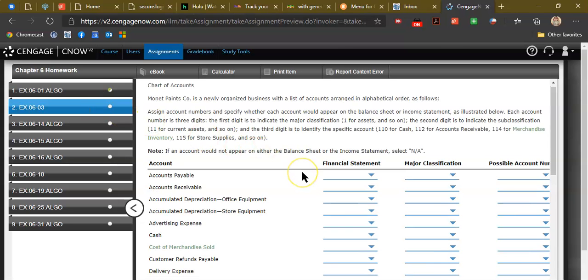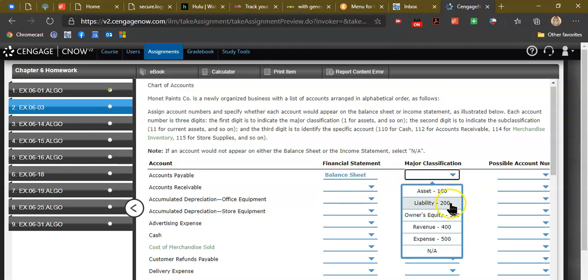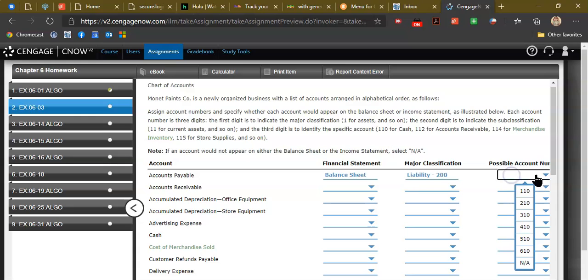What's this? Okay, this one right here, you could just use check your works and work your way all the way through it, but try to process through the logic. When we were doing the income statement, I asked you what financial statement would you find these accounts on, and that's exactly what's going on here. Where would you find accounts payable? You're going to find it on the balance sheet. What is its classification? It is a liability, and notice they even tell you that liabilities start with the number 2 here. What is a possible account number? Well, the only one that starts with a 2 is 210, so that would be your answer there.